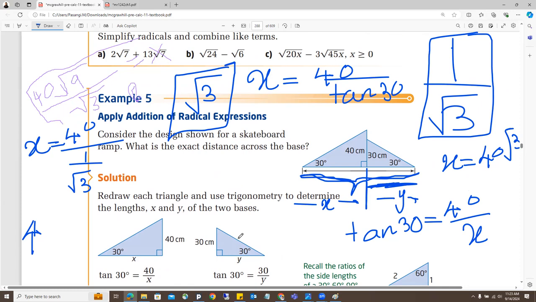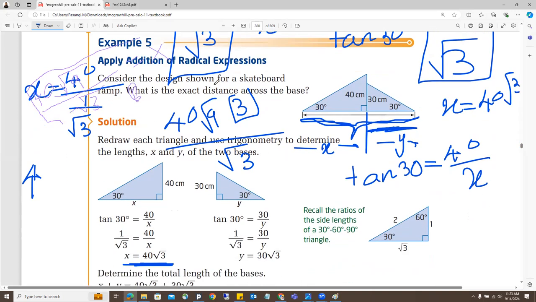Why have you used square root 9 over square root 3? Where does that come from? It is square root 3, no? So 40 square root 9 over square root 3. Square root 9 means 3. We normally consider the positive value.